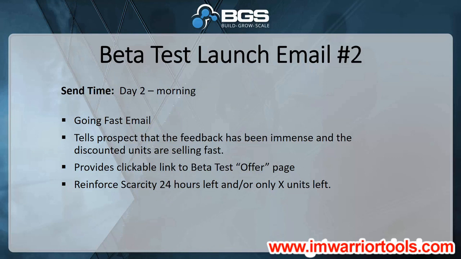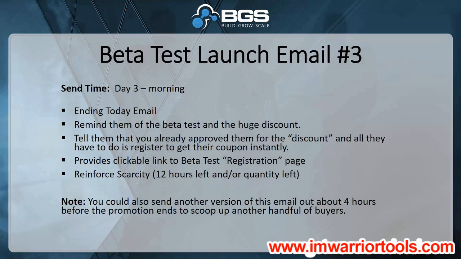And then we want to reinforce the scarcity and say, hey, there's only 24 hours left. Or, since the first 100 units are gone, we only have 33 more units, or whatever the number is, right? The more scarcity you can legitimately enforce into your emails, the better off you're going to be. That's email number 2. The final email, launch email number 3, is sent on day 3 in the morning.